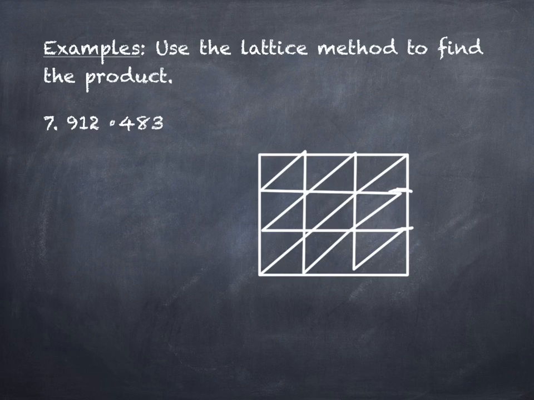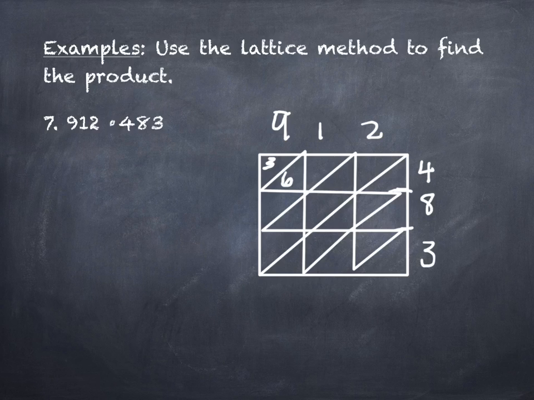There we go. It doesn't matter which number goes where, so I'm just going to go with 912 on top and then 483 on the right. And you could do it reverse of that, of course, and it would work just fine. But all right, so let's just start in the top left-hand corner for kicks this time. So we've got 9 times 4. 9 times 4 is 36. So we're going to do a 3 on the top and a 6 on the bottom.